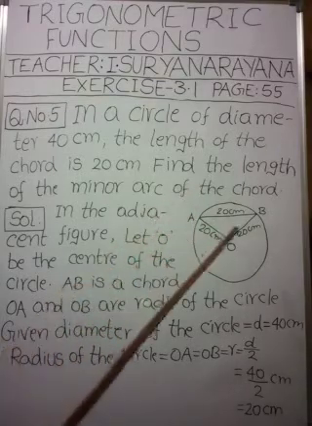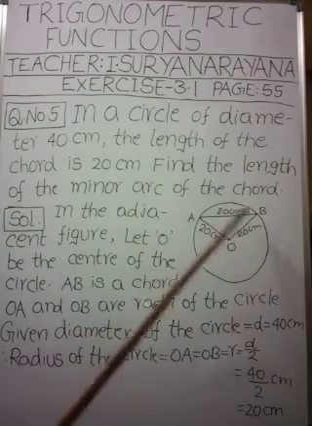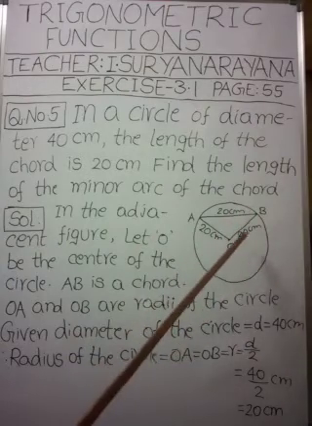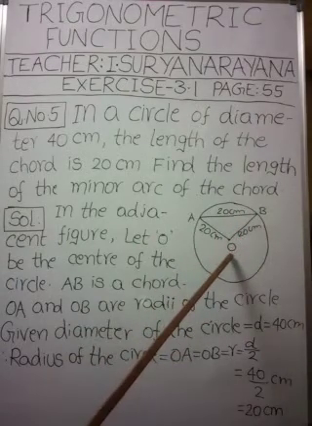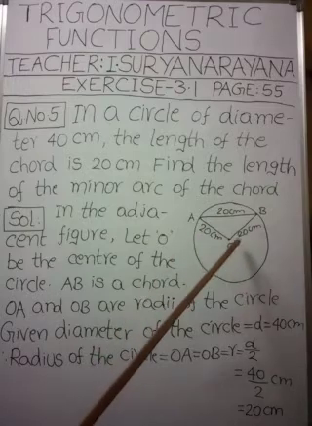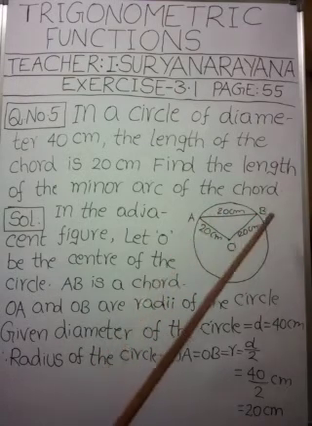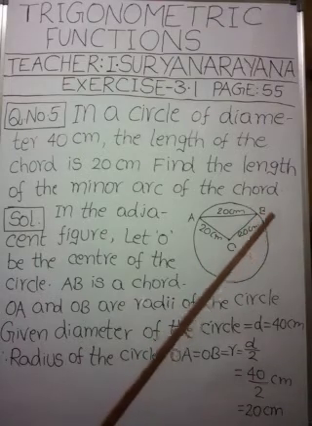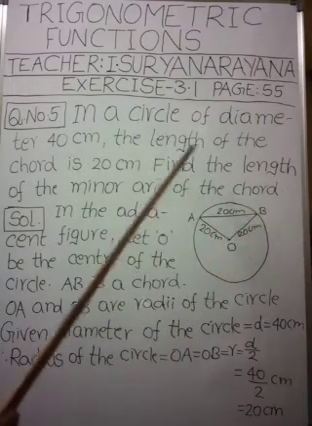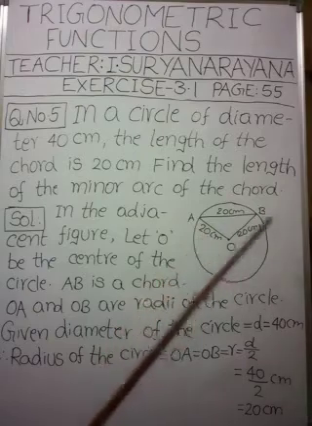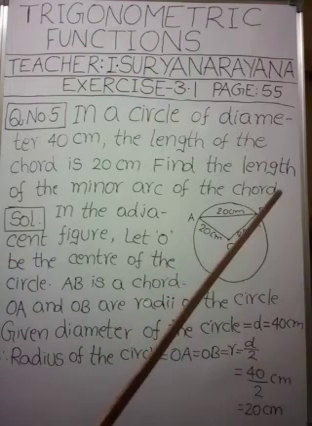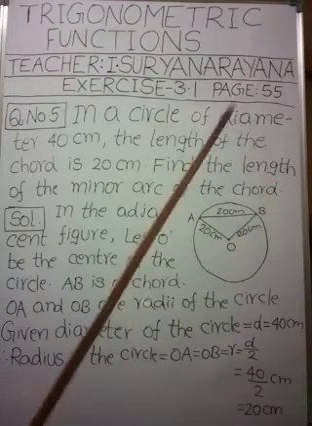Right. For this question, I have drawn a rough diagram. O is the center of the circle. OA and OB are radii of the circle, and AB is the chord of the circle. To understand this question, I represented the data diagrammatically. Okay, my dear children?